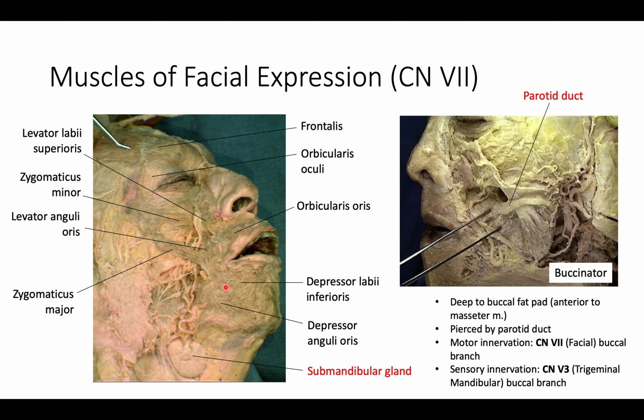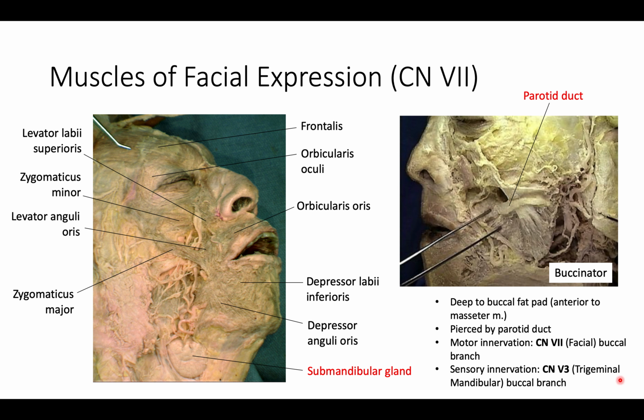Depressor anguli oris, depressor labii inferioris. Anguli is on an angle. Depressor, it's going down. Zygomatic major, orbicularis oris, zygomatic minor, levator labii superioris, frontalis, orbicularis oculi. And right here is that parotid duct going right through here, and here's our buccinator. It's deep to that buccal fat pad, and it's pierced by that parotid duct, so that can be a way that you can remember it.